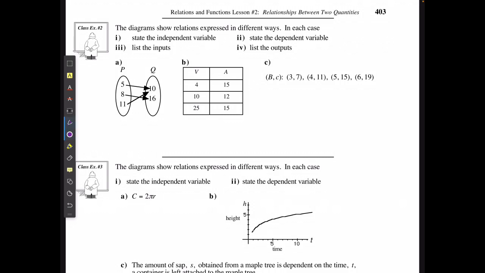For the first one, the independent variable is the one on the left, which is going to be P. The dependent variable is on the right, so the dependent variable is going to be Q. The inputs are the 3 values here, which are 5, 8, and 11 right here. And the outputs are over here. They are 10 and 16.